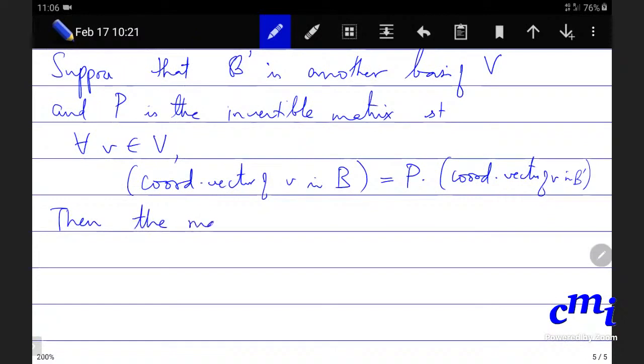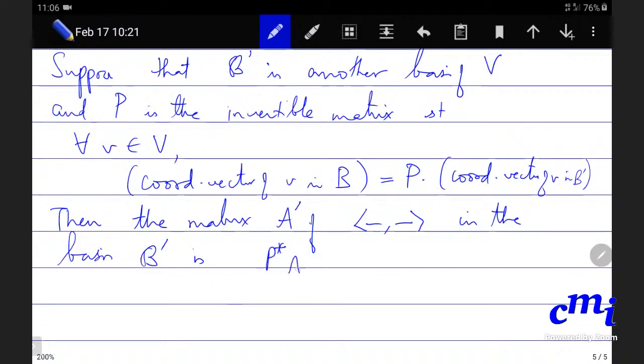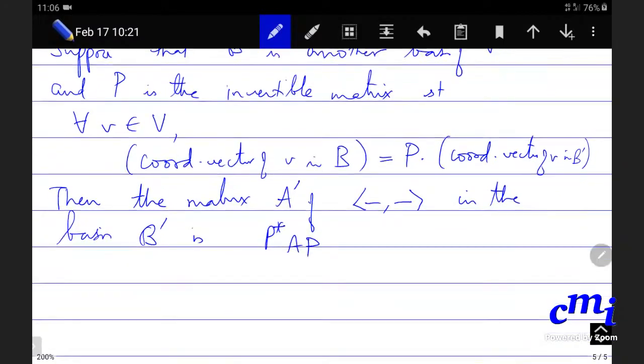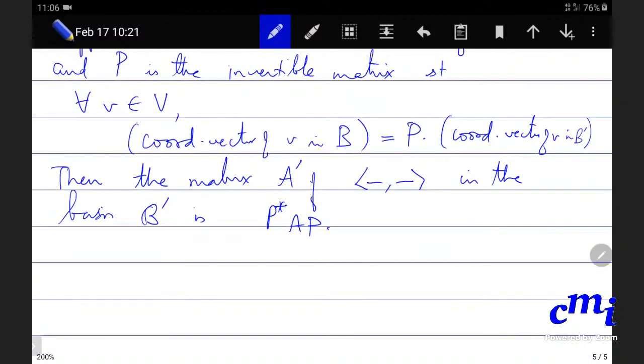the matrix A of the form in the basis B prime is P conjugate transpose A P. Okay. Proof.